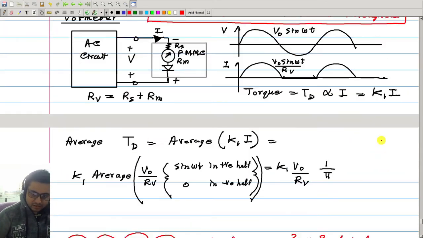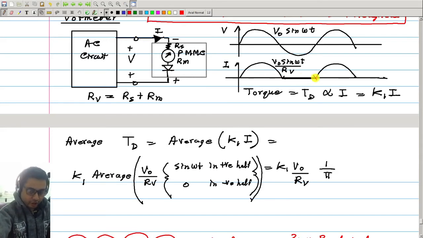Now you will ask whether I should calculate the average for only this part or this complete cycle, for half cycle or complete cycle. If I calculate for half cycle, average is 2 by pi, and if I calculate for complete cycle, then it is 1 by pi. Which one should I do? What I am trying to find out is the deflection of the meter. For that, I need to know the average torque acting on the meter. On which interval should I do the average?